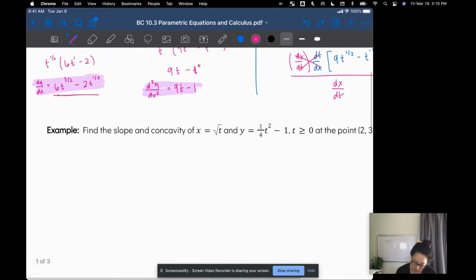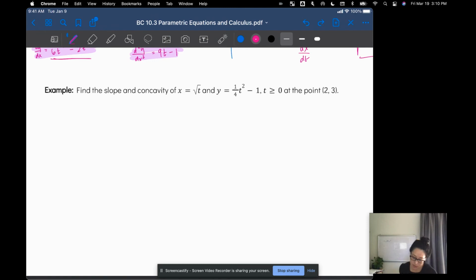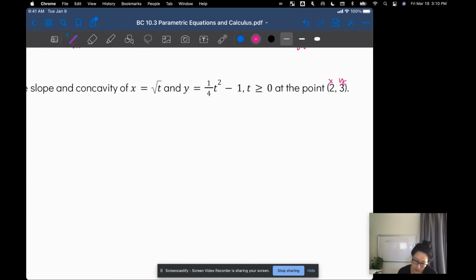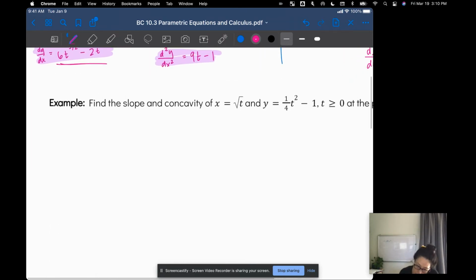All right. So find the slope and concavity of x equals the square root of t, and y is equal to 1/4 t squared minus 1, where t is greater than or equal to 0 at the point 2, 3. There's a lot of variables here, so I'm just going to label this as x and y. I want to find the slope and the concavity of the function. Slope is the first derivative, and concavity is determined by the second derivative. So let's figure out what our first and second derivative values are.